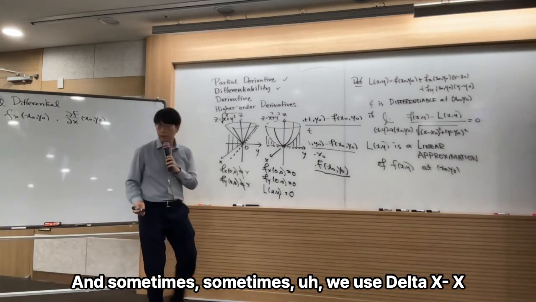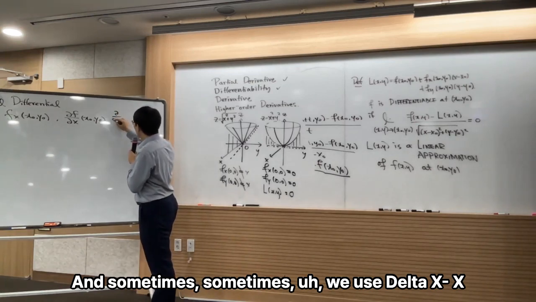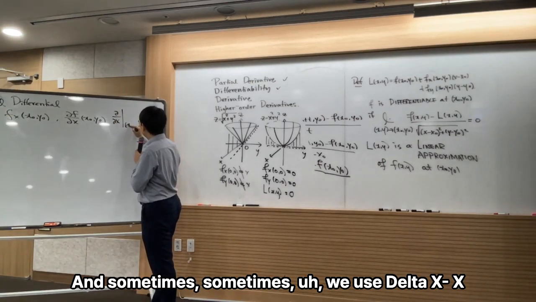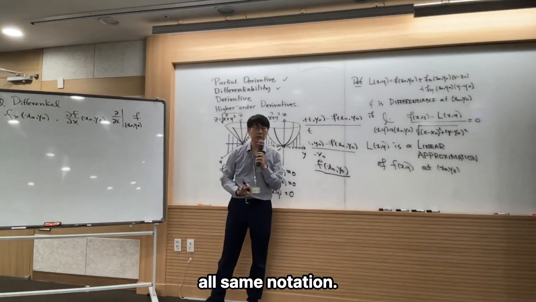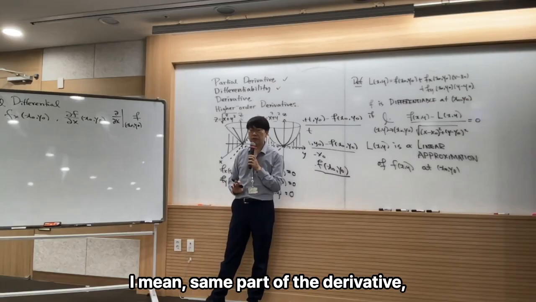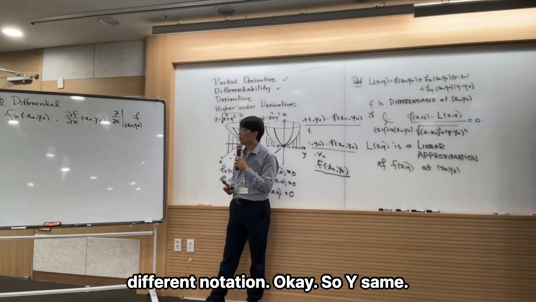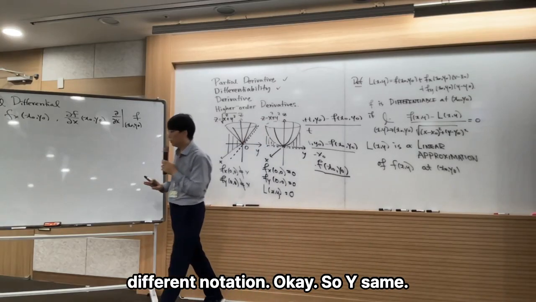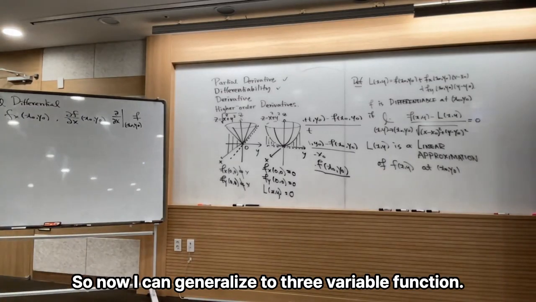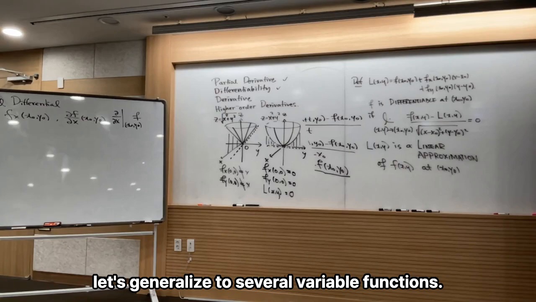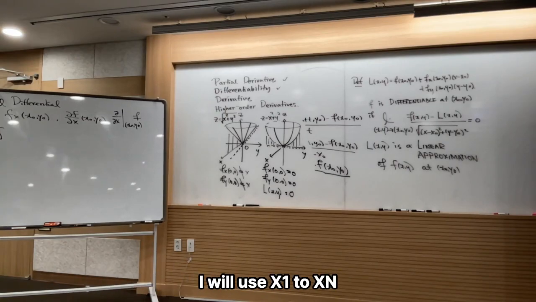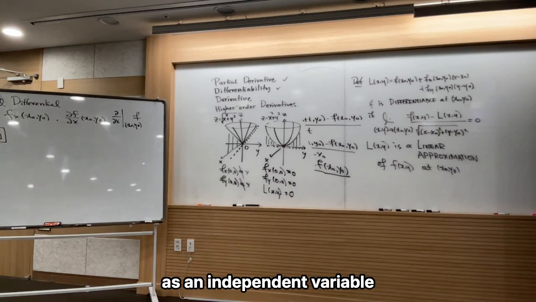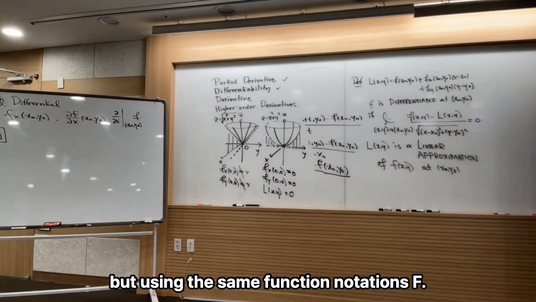And sometimes we use del x at (x0, y0) of f. So these are all the same notation. I mean, the same partial derivative, different notation. Okay. So y is the same thing. So now I can generalize to the three variable function. Let's generalize to the several variable function. So when I talk about the several variable function, I will use x1 to xn as independent variables, but using the same function notation f.